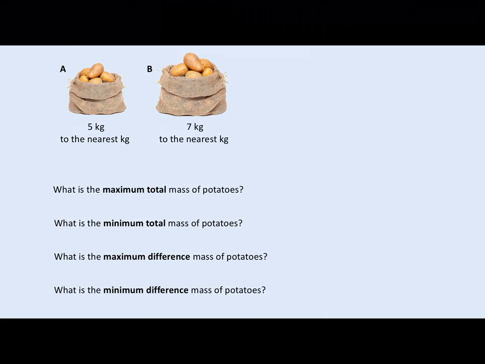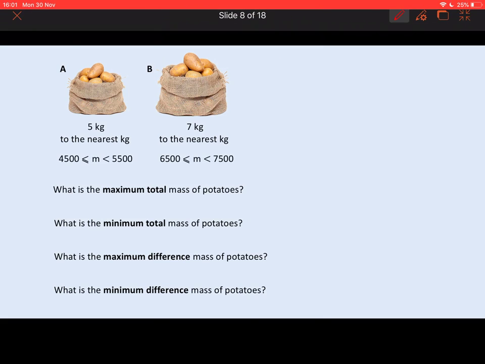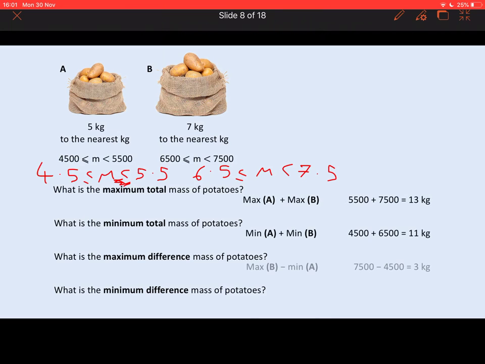Now that you've had a go at this question, the first thing that you always need to do is write the error interval out. That's in grams. If you wanted it in kilograms, though, you'd be using 4.5 up to 5.5, and you'd be using 6.5 all the way up to 7.5. Now, if you did this kind of thing, these are the calculations that you're doing.